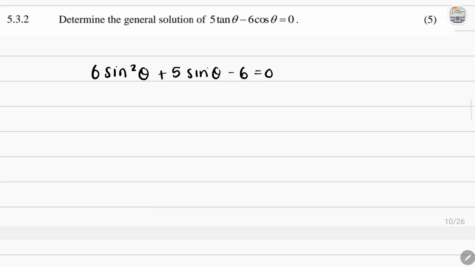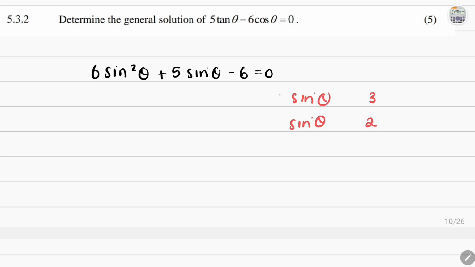But I'm just going to factorize it in this form so we don't have to substitute back. So we're looking for factors of 6 sine squared theta, and that will be 6 sine theta and sine theta, just testing for now. Then we need factors of negative 6. If I put it like this, it's not going to work. 3 and 2 give 6, but I can see that that's not going to help form the 5 in the middle, the 5 sine theta.